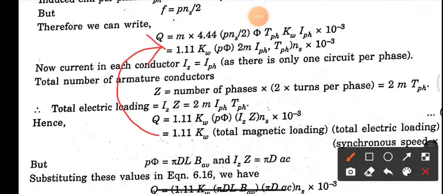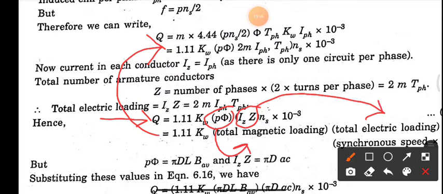When we place all these things in the equation that we have already derived, we get an equation that is Q is equal to 1.11 kW P phi Iz into Z Ns into 10 raised to the power minus 3. Now what is P phi? It is nothing but our total magnetic loading. What is Iz into Z? It is the total electric loading that we have already derived.